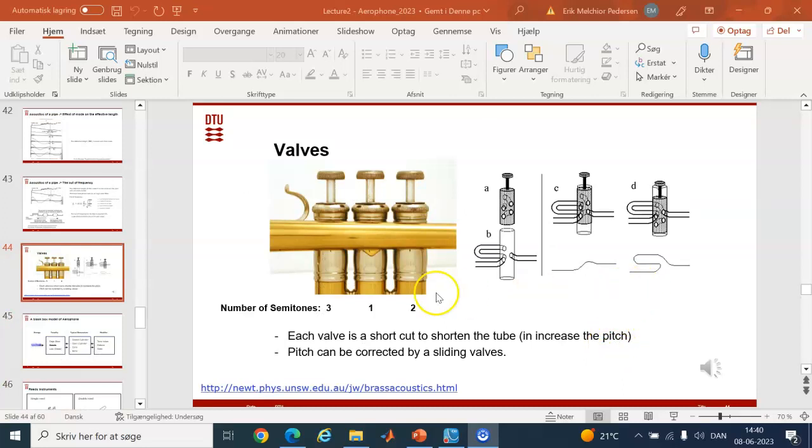So we have valves. Number of semitones: 3 for this, 1 for this, and 2 for this. Each valve is a shortcut to shorten the tube and increase the pitch. Shorten the tube means increase the pitch of the frequencies. Pitch can be corrected by sliding valves.